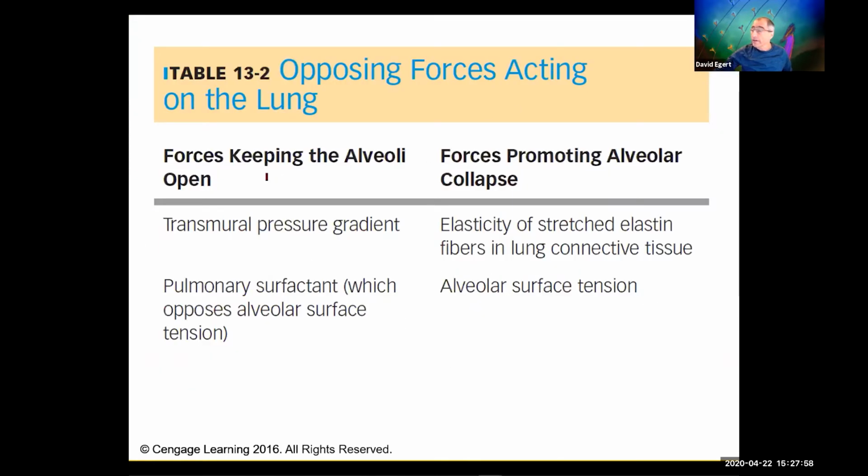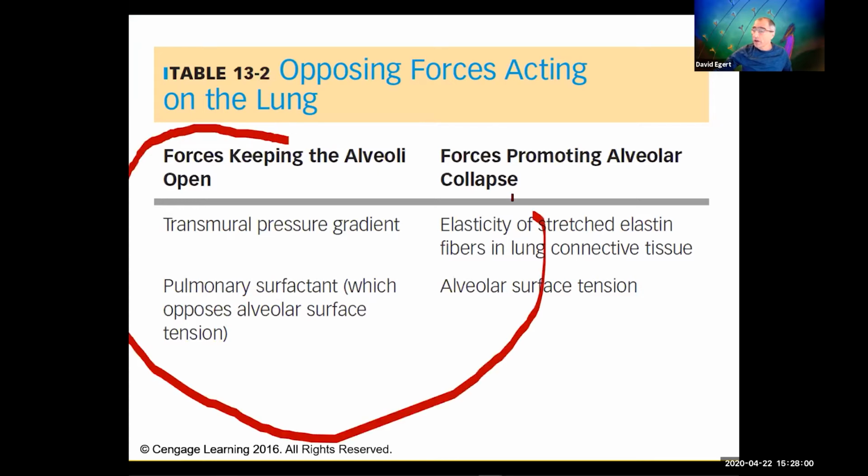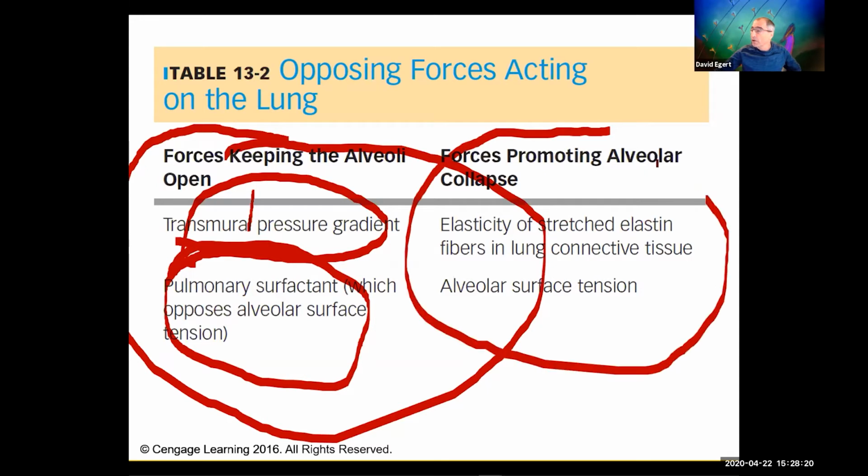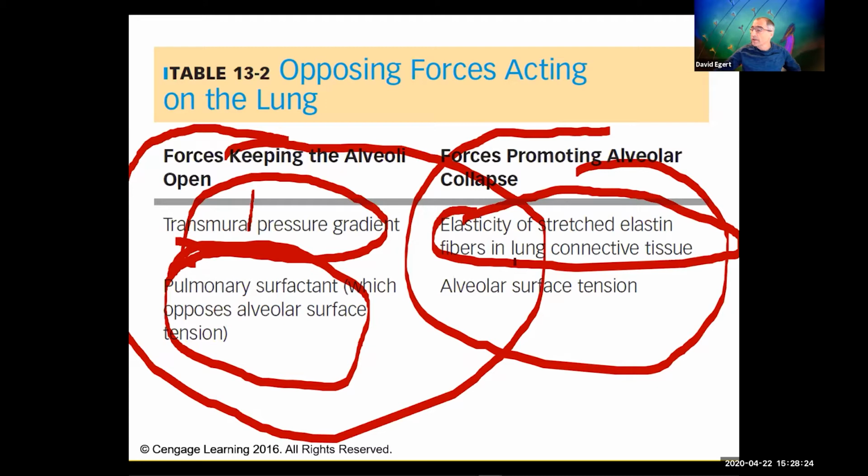So again, force is keeping alveoli open. This is just transmural. This is basically the suction across the pleura because of your chest muscles opening up your thoracic cavity. Pulmonary surfactant breaking down the surface tension. Force is promoting alveolar collapse, that natural elasticity of the lung tissue, as well as the alveolar surface tension that is residual, is making the lungs want to get smaller.